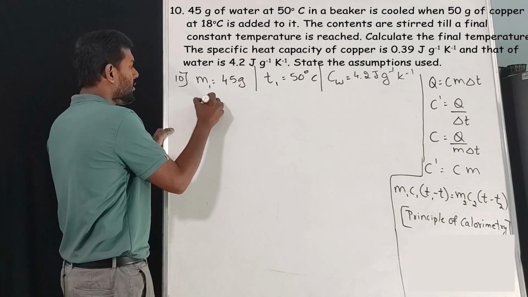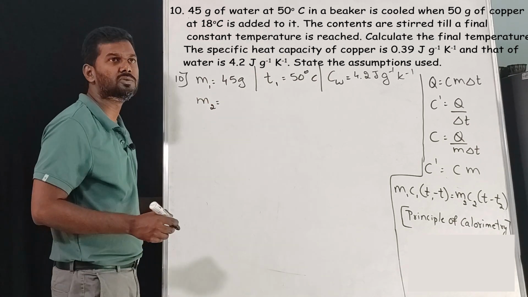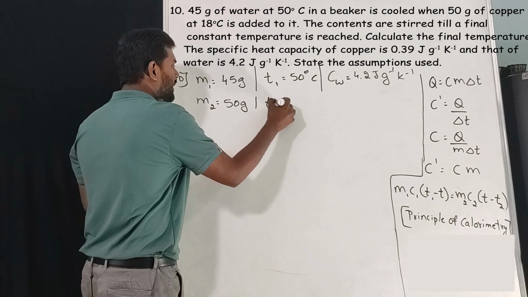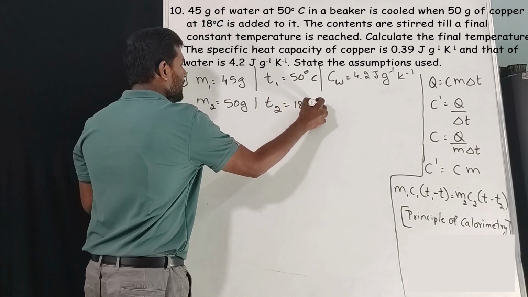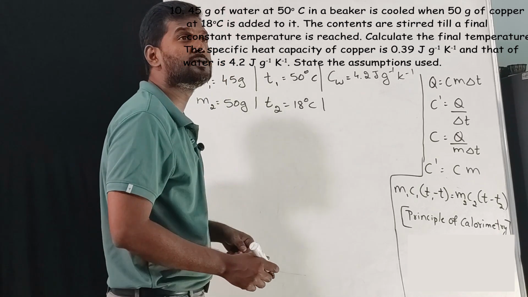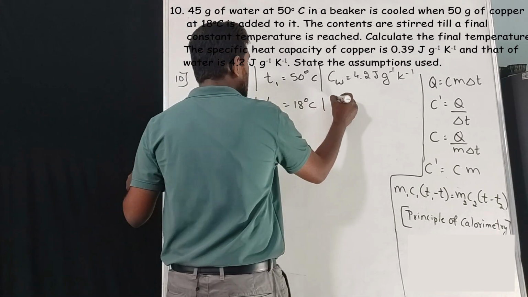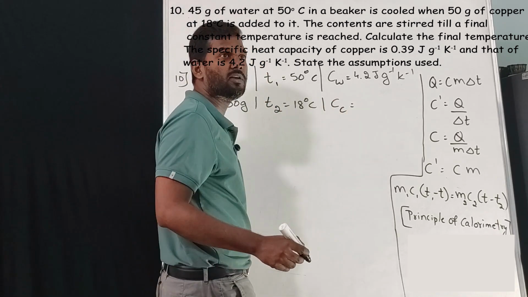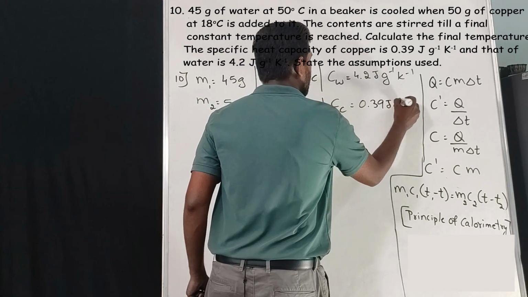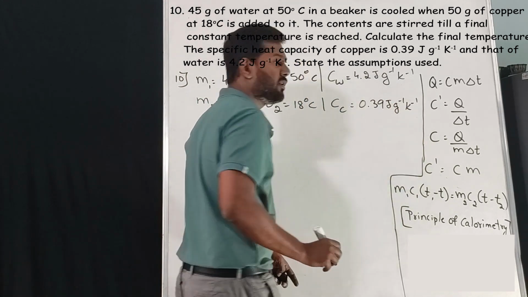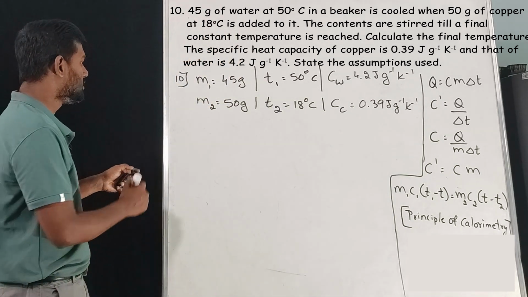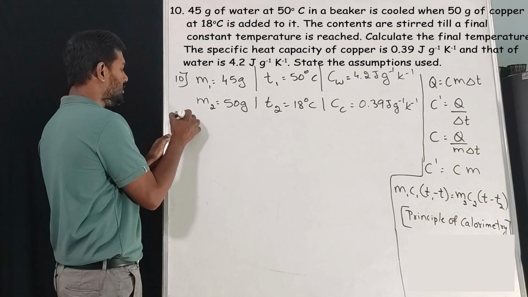Next, we'll talk about copper. Mass 2, that is also 50 grams, and T2, that is 18 degrees Celsius, and specific heat capacity of copper, that is also given, that is 0.39 joules per gram per Kelvin. Okay, we need to find the final temperature. So final temperature is our question.